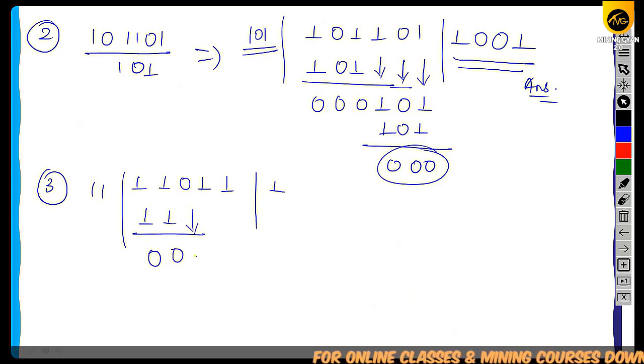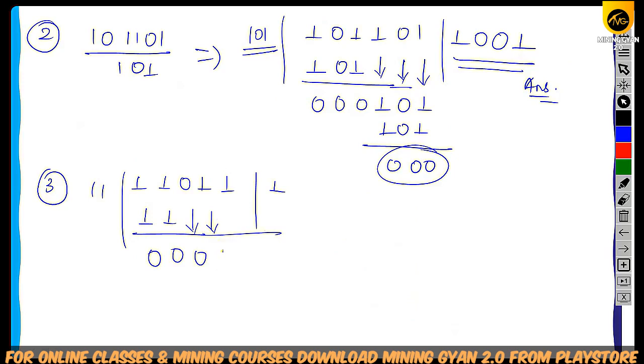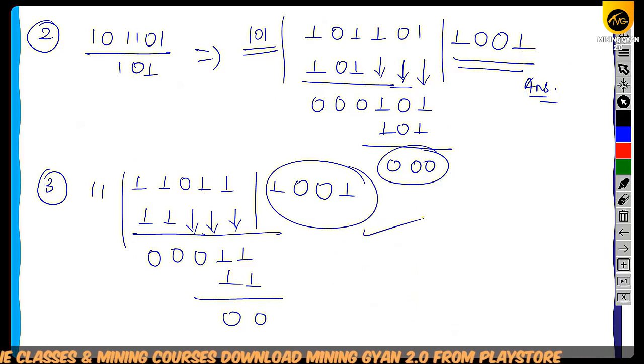Now the next digit will be 0, which is not possible to divide by 11. So again you take the next digits: bring down the 1, then the next digit 1. Now 11 and 11 are equivalent for 1 time, so the remainder is 0 and 0. So the answer will be 1001. Okay, so this is binary division.